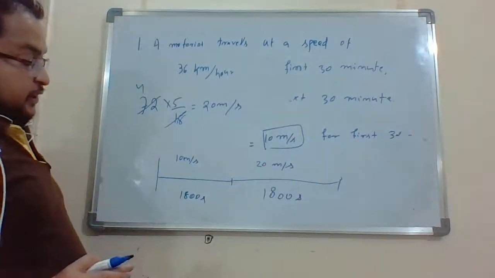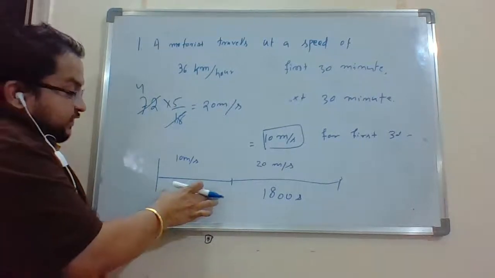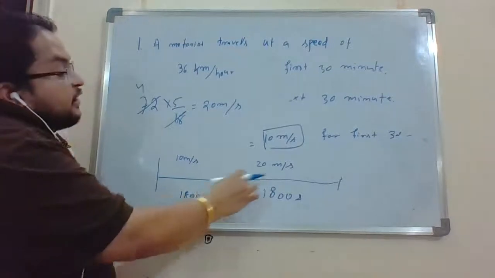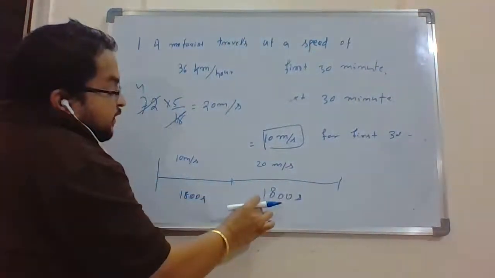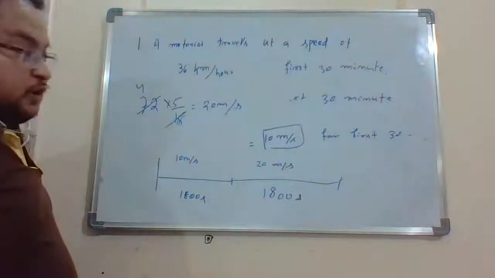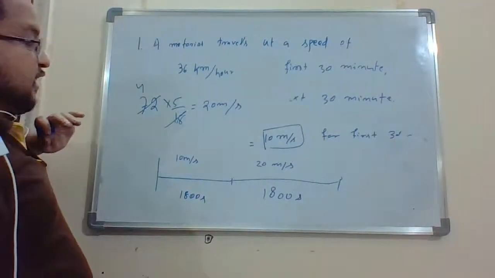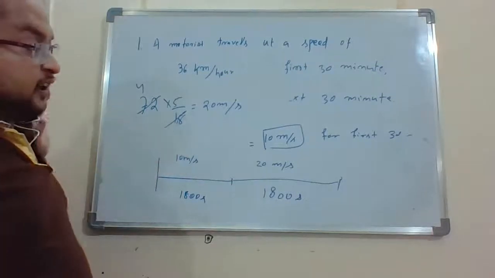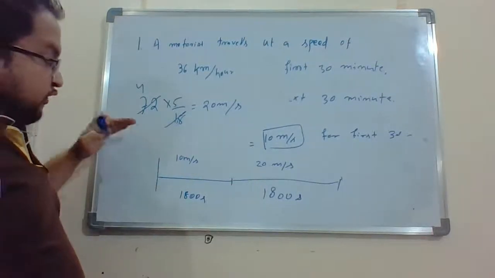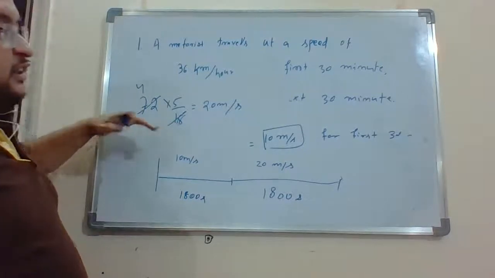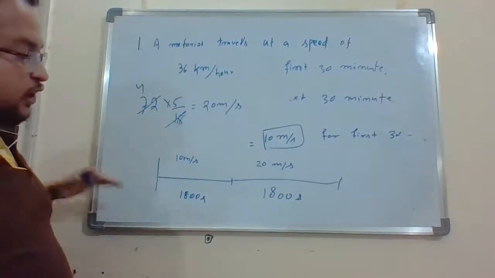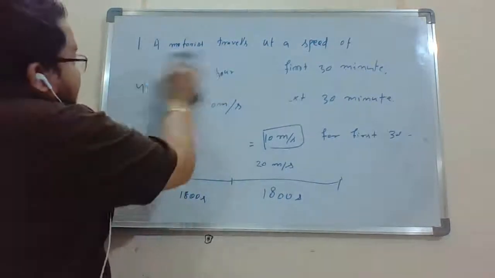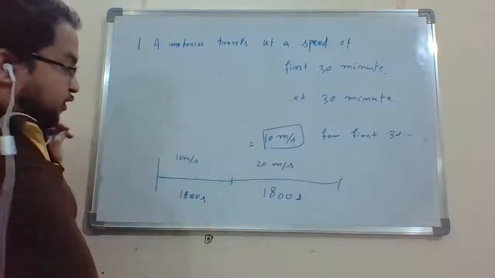Now if you see, the distance that it would have traveled in the first 30 minutes will be lesser, and the distance that it would have traveled in the next 30 minutes would be more. So do not jump in directly to add both the things, divide by 2 and get the average speed. No, find out step by step the total distance covered by total time covered.